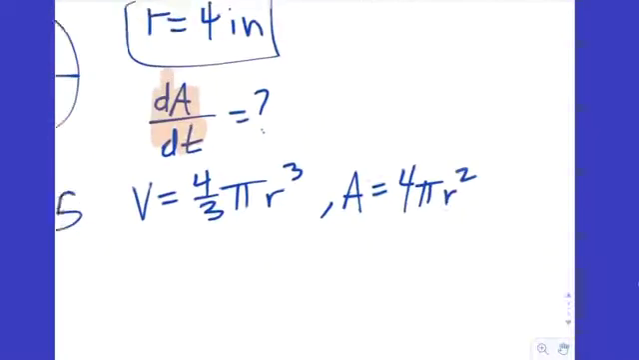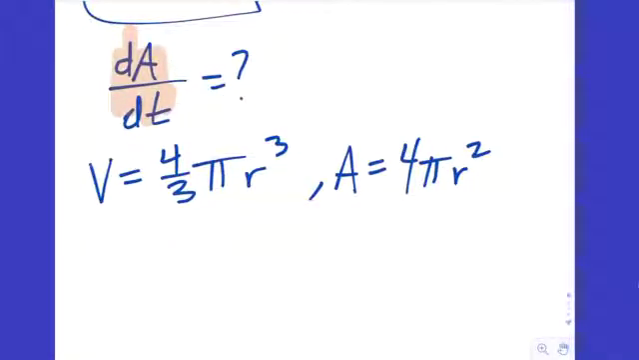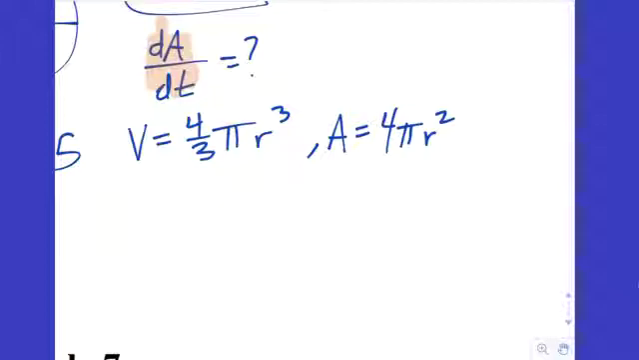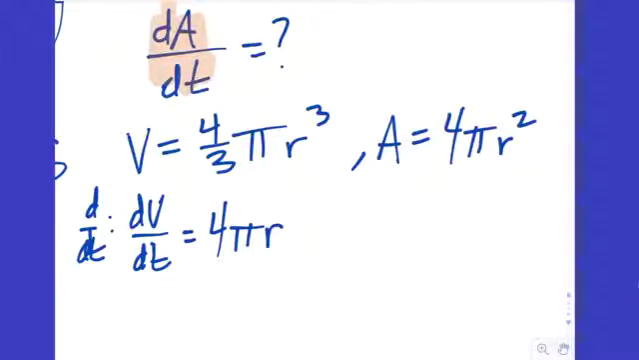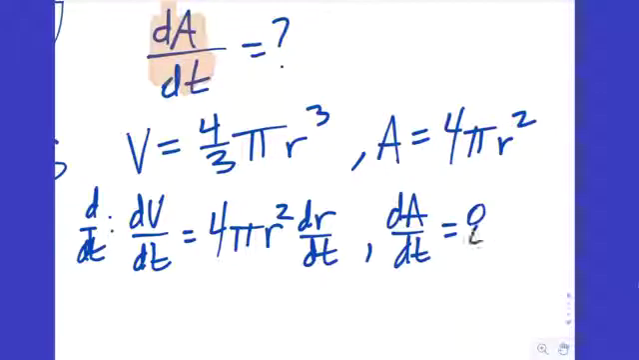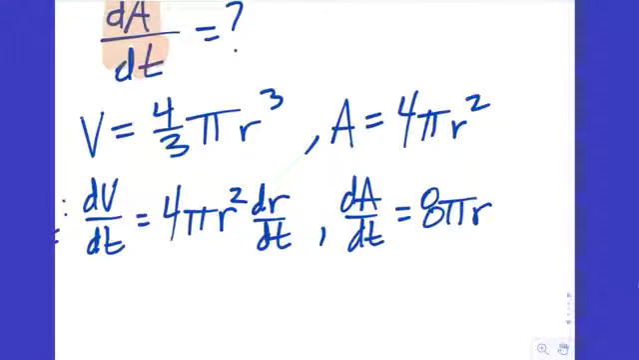The more work option? Well, the only thing is if you solve these for r, you're going to have a cube root and a square root. So you'll have radicals in your equation. Yucky. So let's see how far we can get without making volume a function of A. Let's take the derivative of both sides with respect to t. Here we get dV/dt equals 4 pi r squared times dr/dt. And here we get dA/dt equals 8 pi r dr/dt.